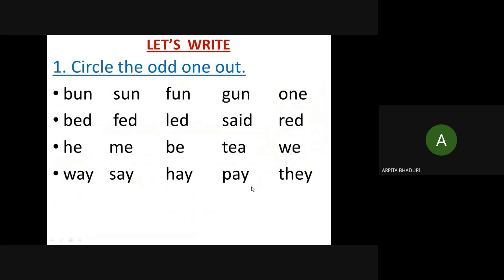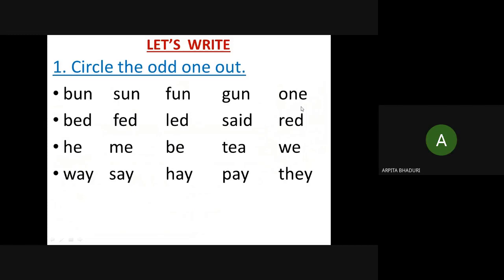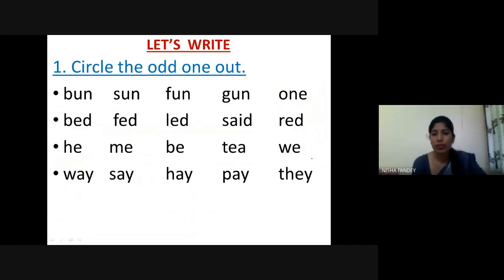Last one, ma'am. Why is it odd? Can you explain to me? Ma'am, all are having UN in the end: bun, sun, gun. But this is not having it. Very good. So this is the odd one. They are having the U vowel at the center, but this is not having U at the center.